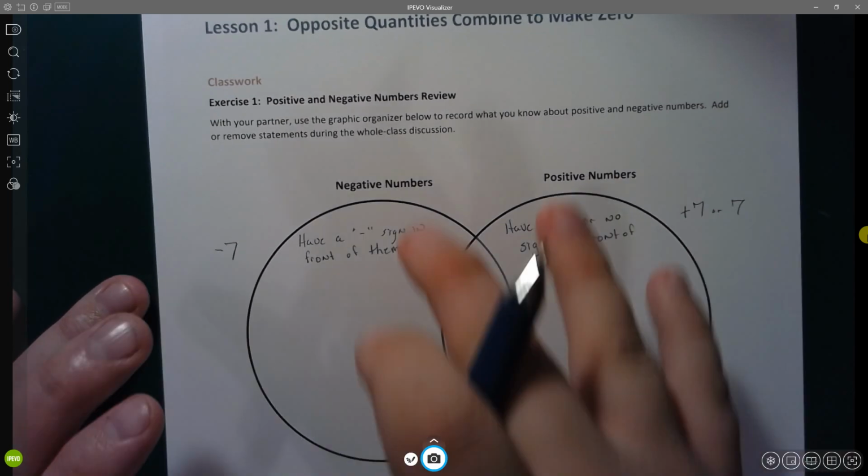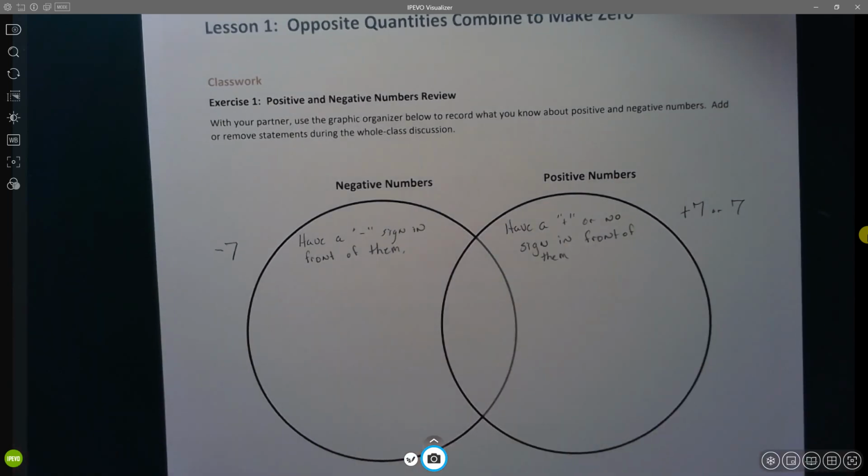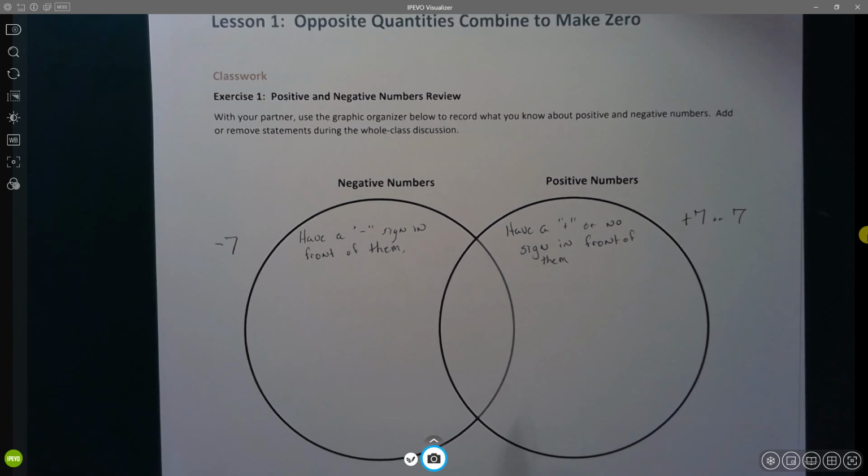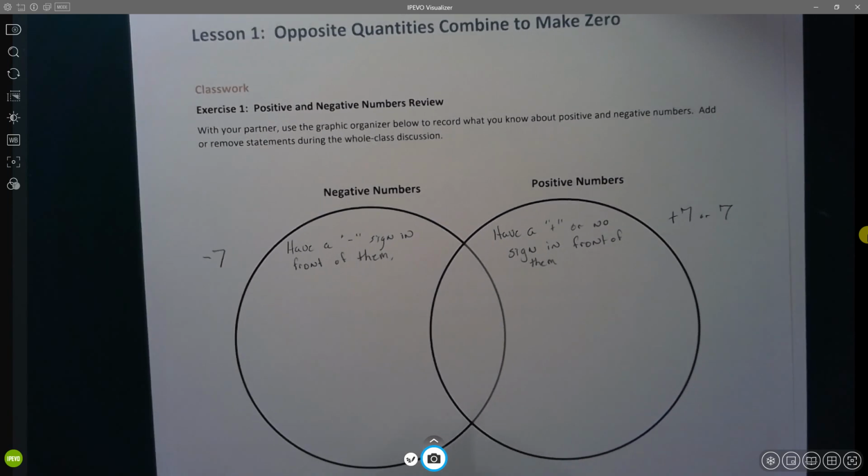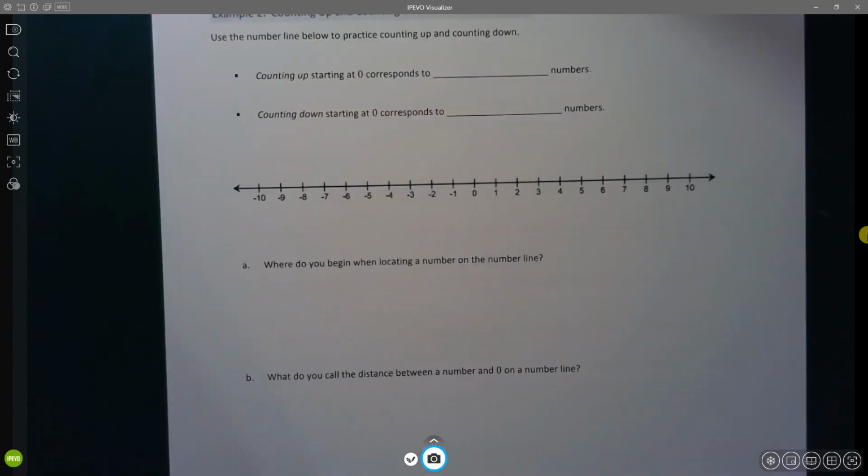I want you to finish filling this out. Come up with things that identify a negative number or what a negative number means. Same thing goes for a positive number. That's what I want you to do today for your part of your homework tonight.